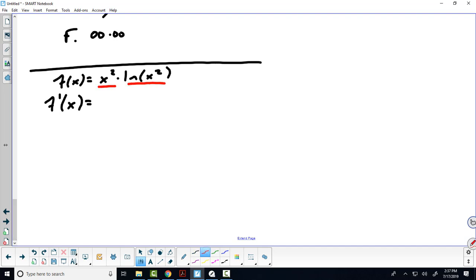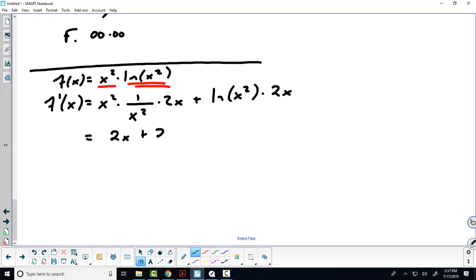We'll call this the first factor, this the second factor. So when we do the product rule, we get the first factor times the derivative of the second factor plus the second factor times the derivative of the first factor. Let's clean up this mess. We end up with 2x plus 2x natural log of x squared. Factoring out a 2x gives us 2x times 1 plus the natural log of x squared.